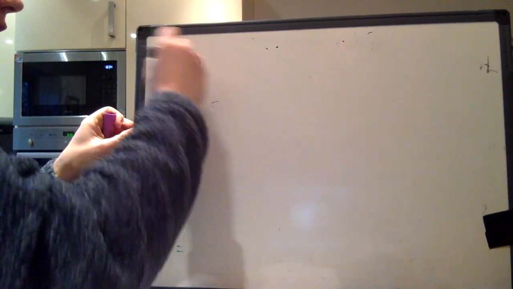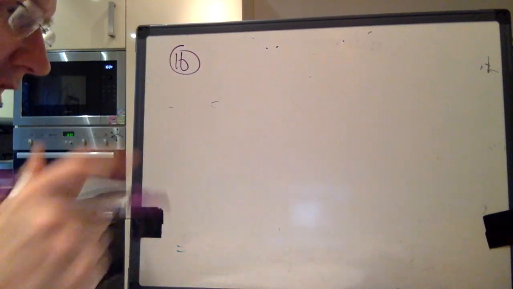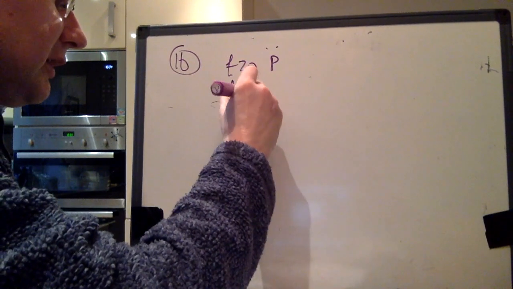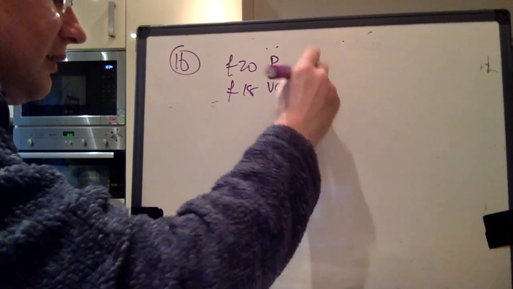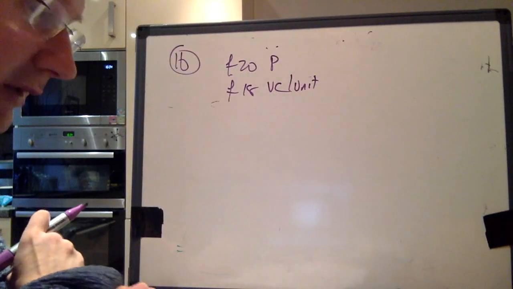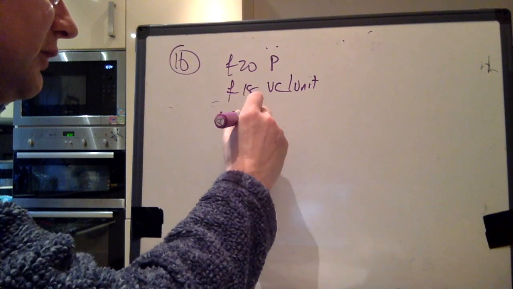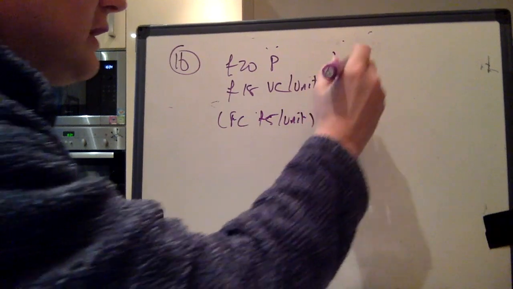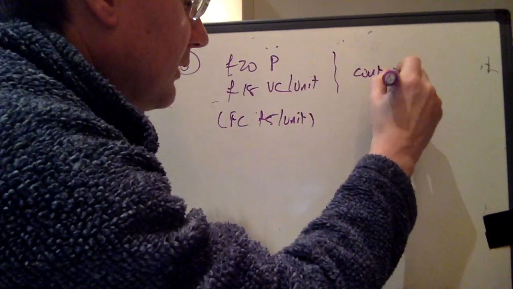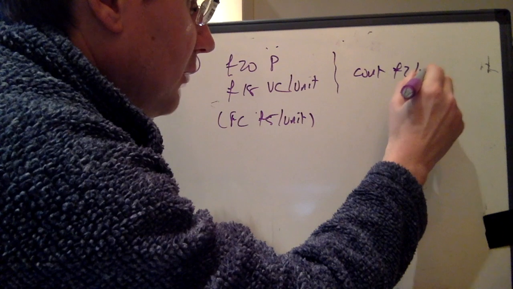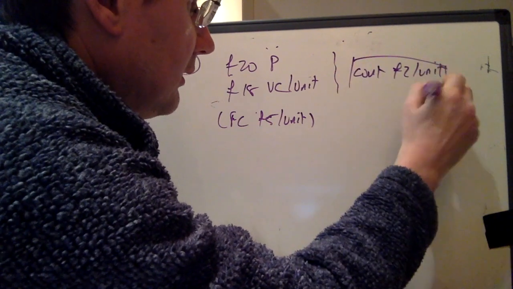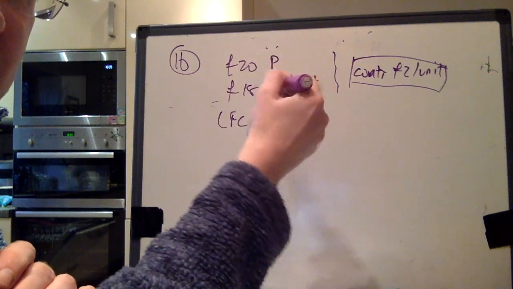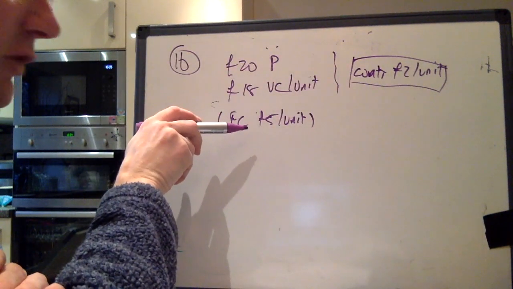Okay, 16. 16 is perfect competition, and you're told that price is 20 quid and variable cost per unit is 18 quid, and really that's all you need to know. You're also told that fixed cost per unit is 5 quid, but because price is above variable cost, they're making a contribution of £2 per unit. This firm should stay open in the short run, because if it closes, it would lose that contribution of £2 per unit, and it would still have to pay its fixed cost anyway.